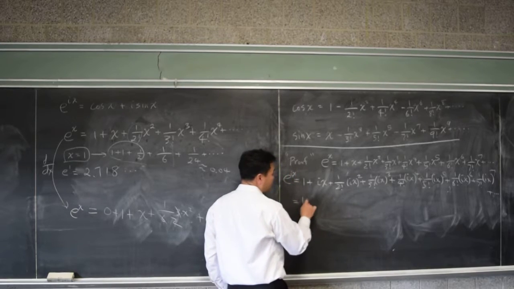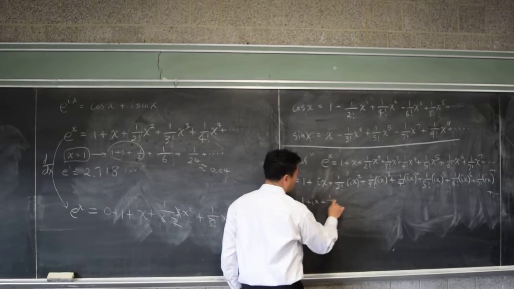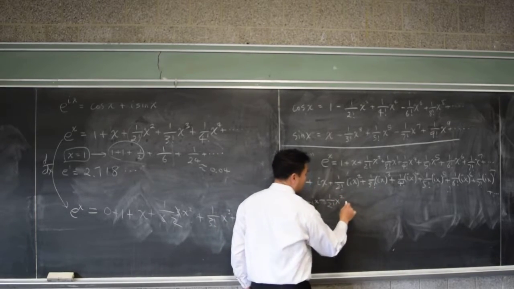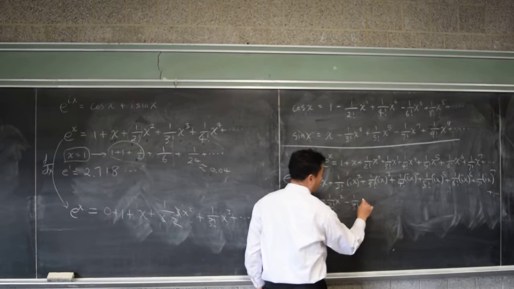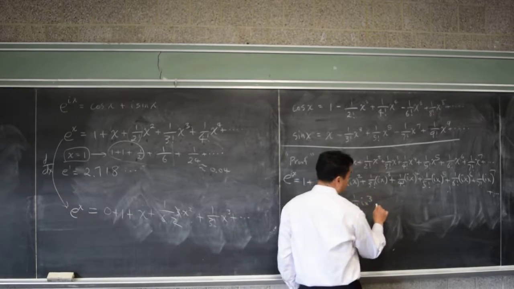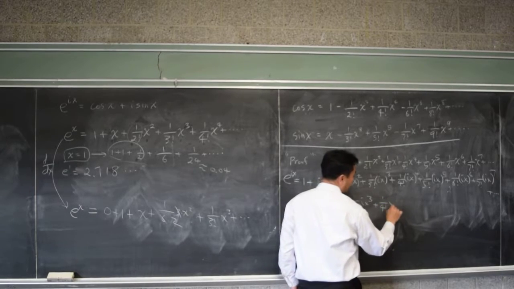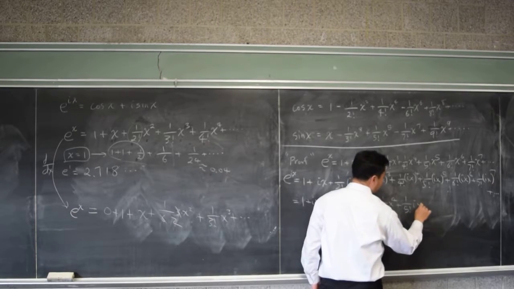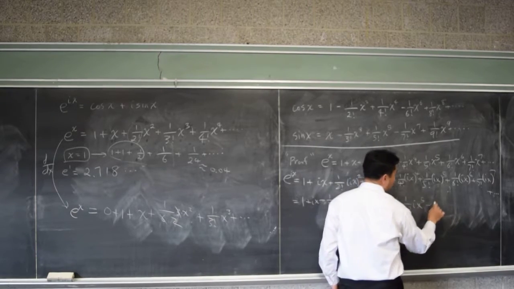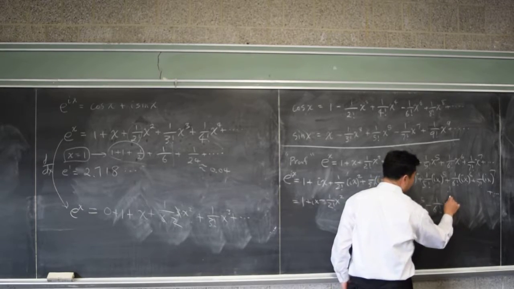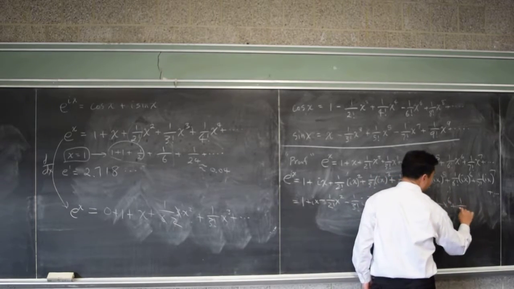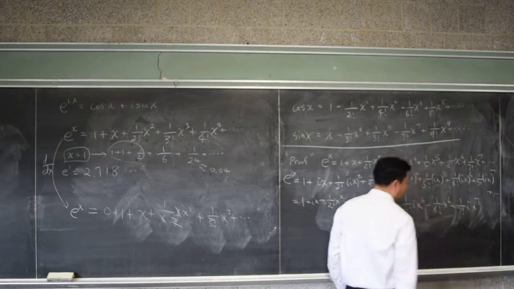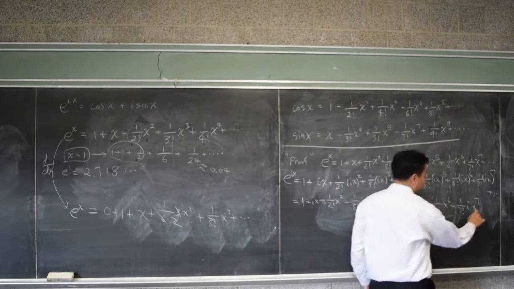We have 1 plus ix plus 1 over 2 factorial, actually with a minus. And this will be minus 1 over 3 factorial ix cubed, plus 1 over 4 factorial x to the fourth, plus 1 over 5 factorial ix to the fifth, minus 1 over 6 factorial x to the 6th, minus 1 over 7 factorial i times x to the 7th. Actually, this should be minus, right? And then plus and so on.